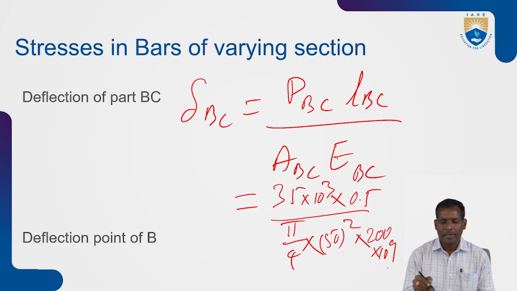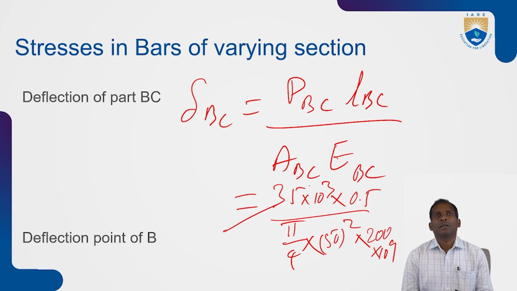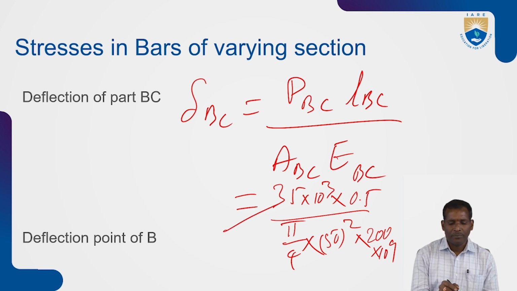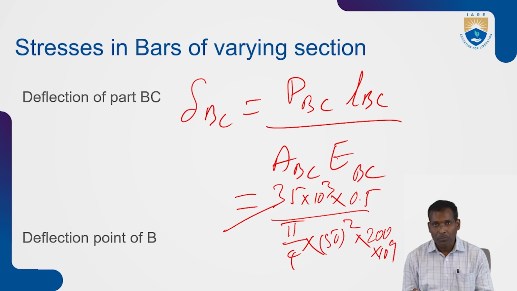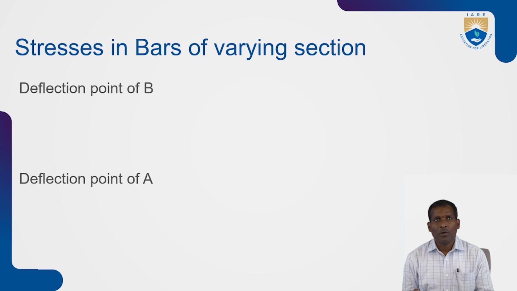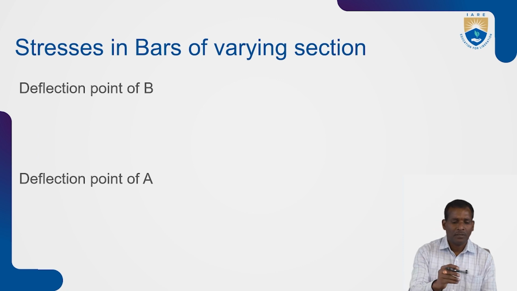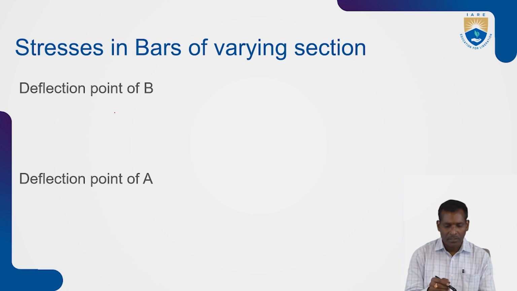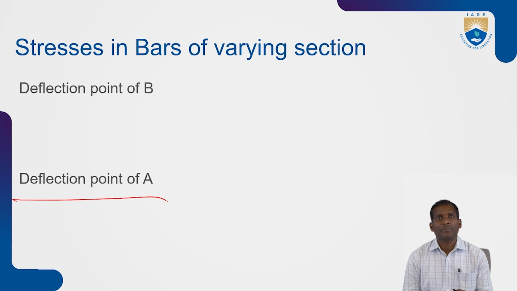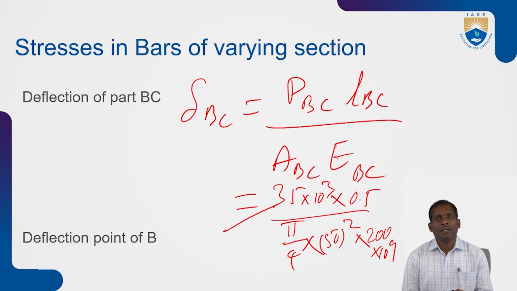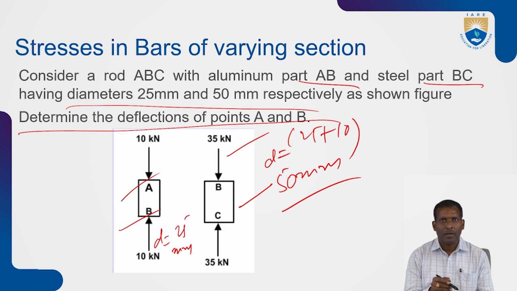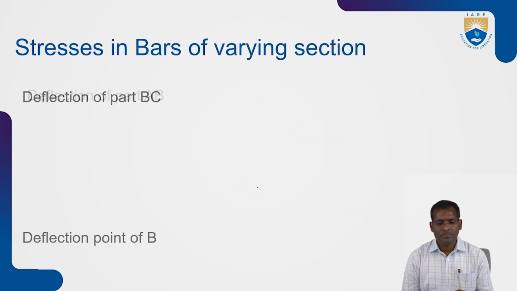Gigapascal, 10^9. So solve this one, and you will get the deflection of part BC. Similarly, what is the deflection at point B? The deflection of point B is already seen here, and then the deflection of point A. Whatever occurred at BC at this point, that is the deflection at point B.